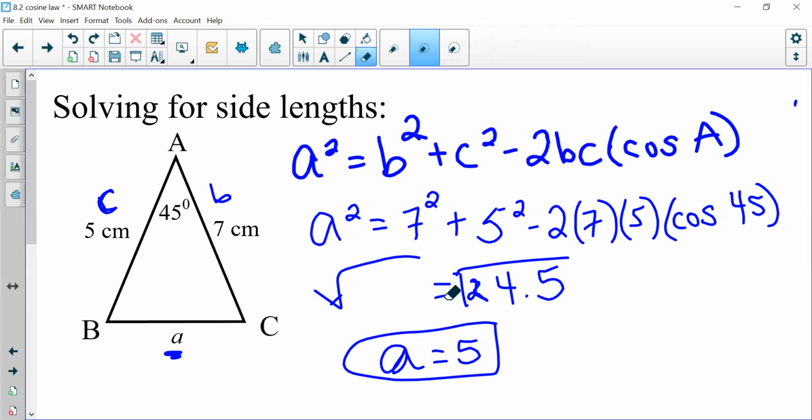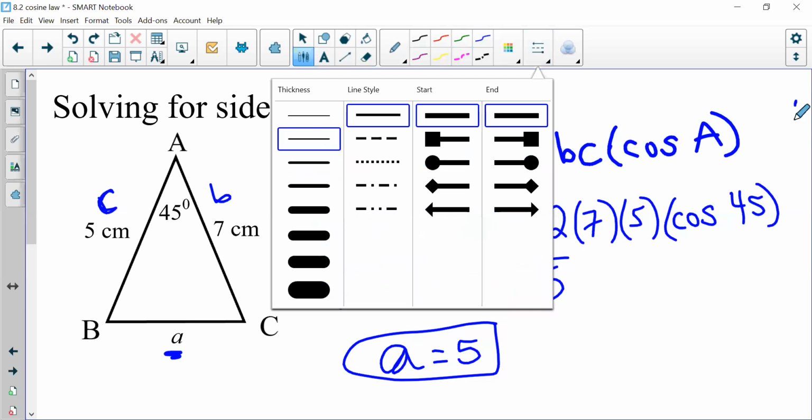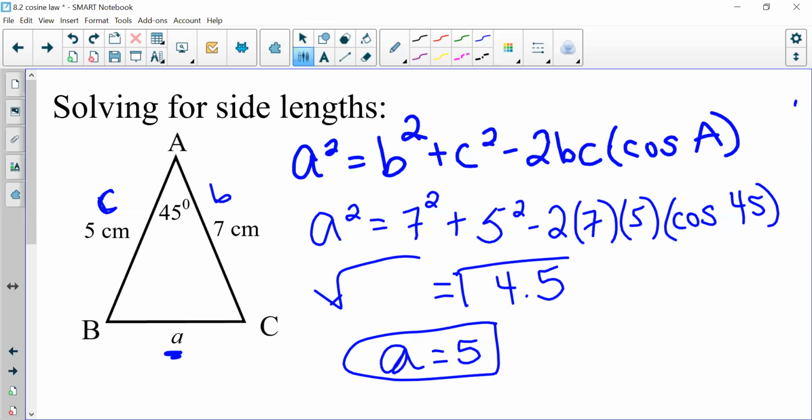I'm trying to make my handwriting look like I didn't have a kindergartner write my notes here, guys. My board is just not going smoothly for me today. Okay.